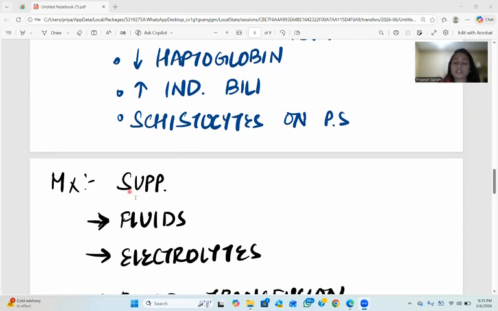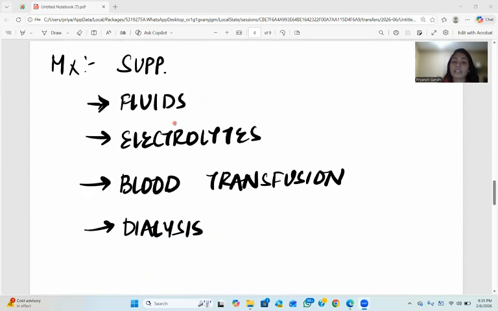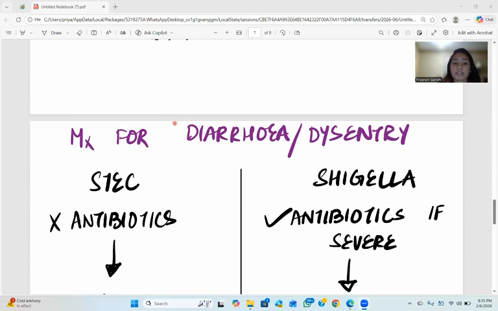The management is supportive with fluids to maintain the intravascular volume and circulation. Then we have electrolyte balance, blood transfusion in case the patient has severe anemia of hemoglobin less than 6 or 7, and sometimes dialysis as well, because the patients might have symptoms of azotemia or symptomatic uremia.